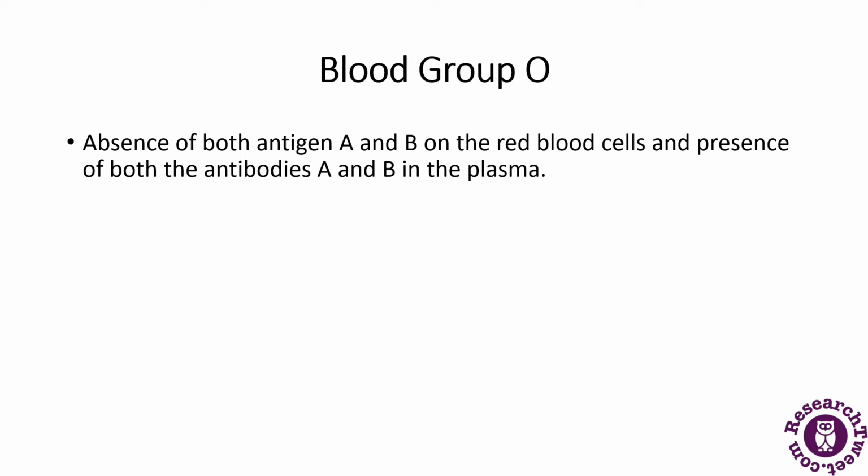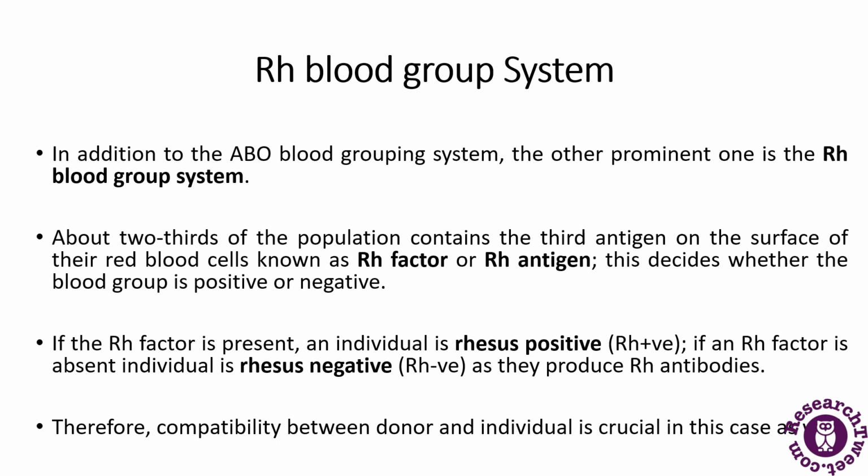So if the person has blood group A, he can receive blood from either blood group A or blood group O, because blood group O does not have the antibodies anti-A and anti-B. So that means they can receive from A as well.